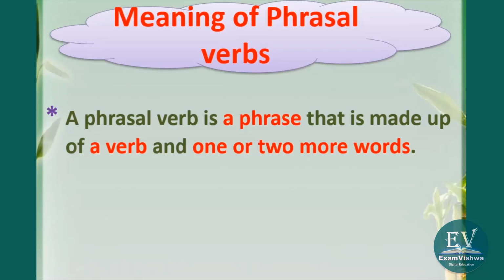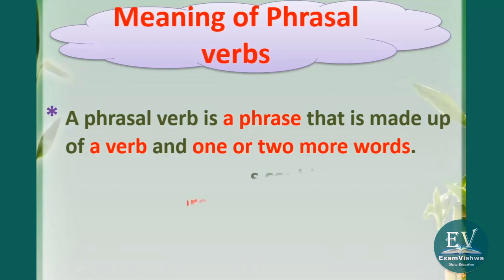So a phrasal verb is a phrase. Now, do you know the meaning of a phrase, children? A phrase means when 2 or more words are taken together, but they may not have a complete meaning. Okay, they are part of a sentence. So a phrasal verb is a phrase that is made up of a verb and 1 or 2 more words. So when we say a phrasal verb, means a verb in a phrase. So a phrasal verb will have 1 verb and it may have 1 or 2 or more words.